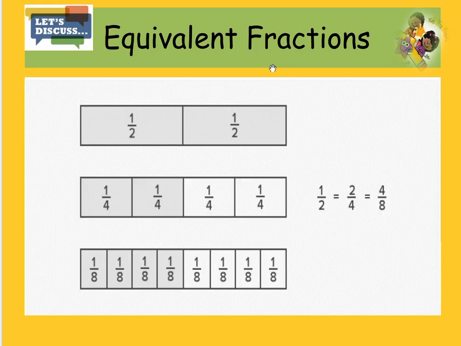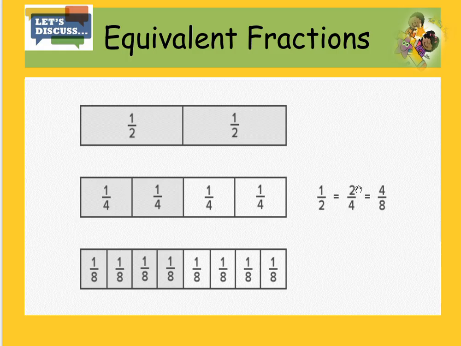Now look at this fraction. This part is divided into 2 equal parts, and here it is divided into 4 equal parts. And in the third one, the same fraction is divided into 8 equal parts. The three images are the same, the three are equal, but their representation is different. For example, the first one is 1 by 2, the second one is 2 by 4.